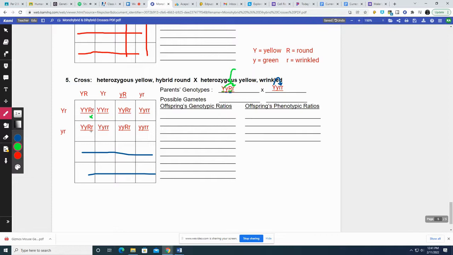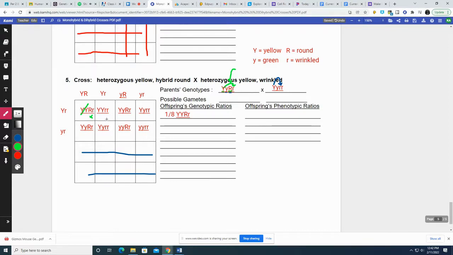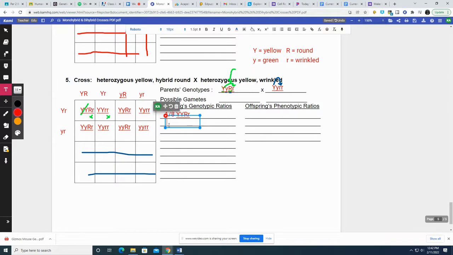No. So I'm going to put that 1 out of 8. The possibility is 1 out of 8. 1 out of 8 of the plants will have the genotype of big, little. And now I'm going to cross them out because I don't want to even look at them again. How about big, little? No, just 1. Big, little, there's only 1 out of 8. On average, we'll have that genotype. So 1 out of 8 will be big, little.